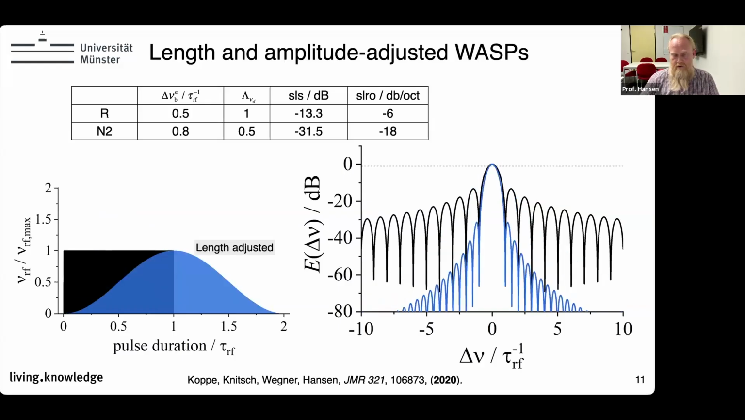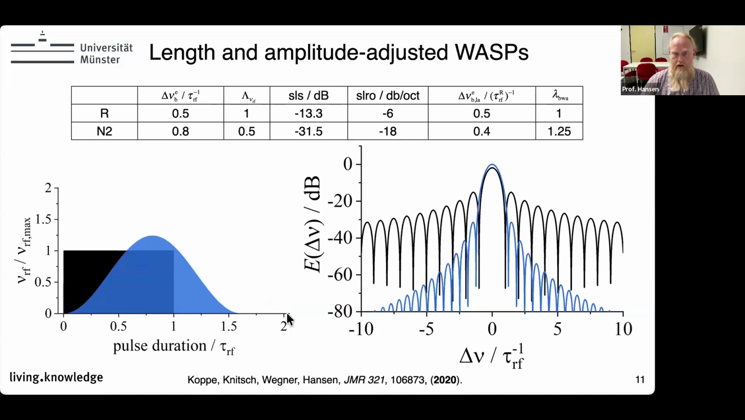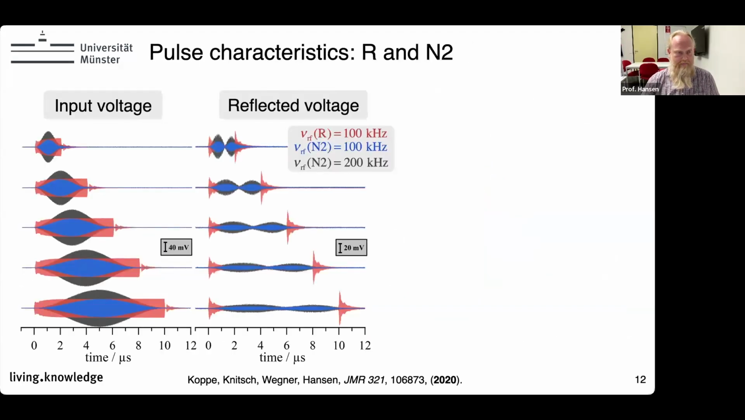Or you can just do some length adjusting, so you use the same power but make the pulses twice as long. And then you can also choose a compromise, and in this case you can match the absorption or power spectrum of your rectangular pulse. So the amplitude profile of a pulse is something you can actually play with.